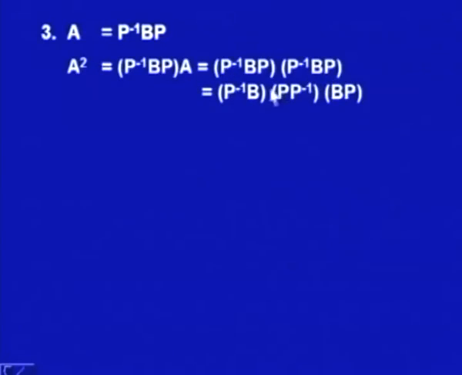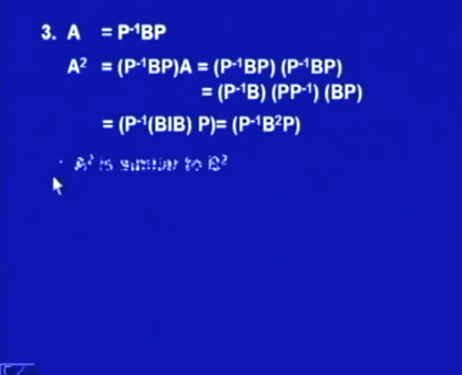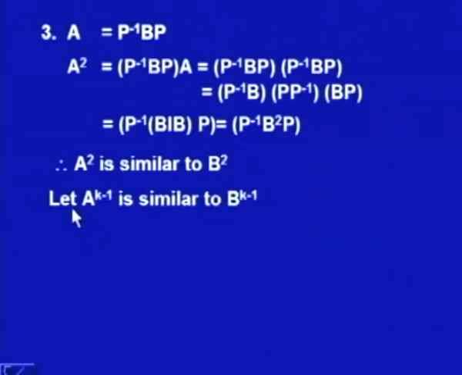Multiplication is associative, so you can change the brackets, and that is why I write down this product as P inverse B into P inverse P into BP, and that gives me P inverse B, this is I, and BP. So, it is P inverse B I BP, and then one can write down this product as P inverse B square P. So, there we have written A square is equal to P inverse B square P, and from the definition of similar matrices one can say that A square is similar to B square. So, now let us assume that A^(k-1) is similar to B^(k-1).